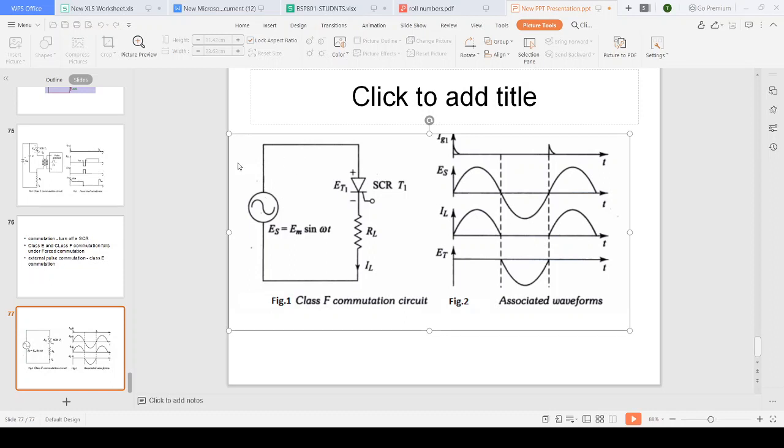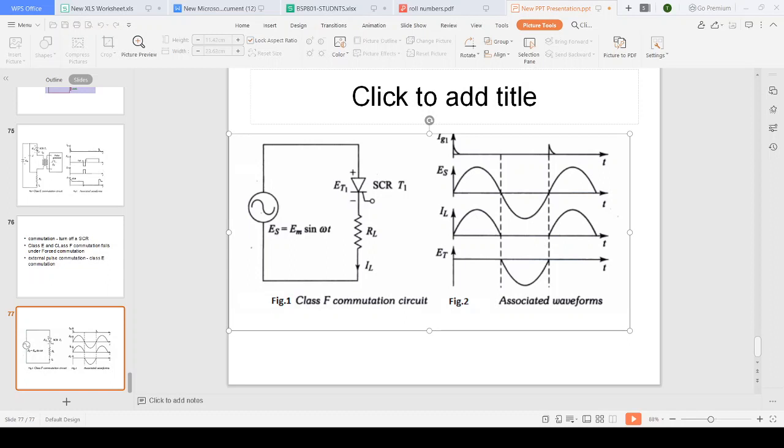In this commutation technique, the concept is simple. Class F commutation is the AC line commutation method. AC means alternating current, and an AC signal is applied, so it is an AC line commutation method. As the supply is alternating voltage, load current flows during the positive half cycle. During the negative half cycle, the SCR will turn off.